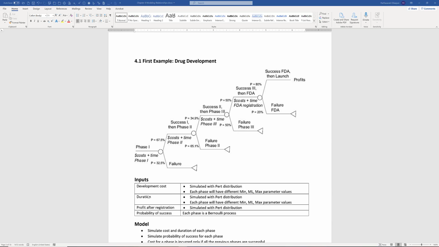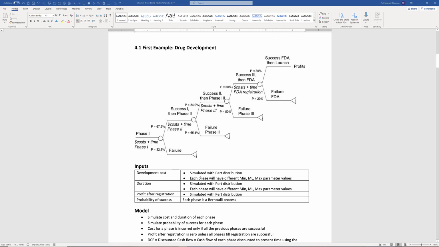For cost and duration, we have cost and time at each of phase 1, phase 2, phase 3, and the final phase of FDA approval. We're going to simulate each of them, cost and time, using the PERT distribution. This means we'll need 3 estimates, the min, most likely, and max parameters, for each stage. For cost, you need those 3 parameters for each stage, and for time, we have the 3 parameters for each stage.